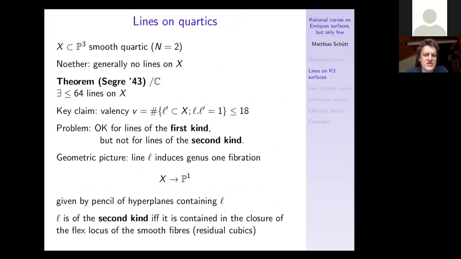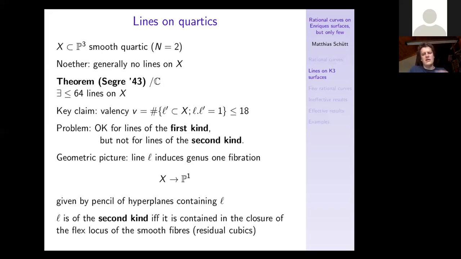The problem is that he claimed that the valency of each line, so this is the number of adjacent lines, is at most 18. And this statement is okay for lines of the first kind, and I'll tell you in a second what these are, but not for lines of the second kind. So what is the geometric picture behind this, which also tells you what these notions are?